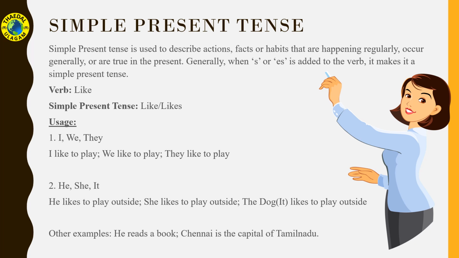I, we, and they use like. I like to play. We like to play. They like to play. He, she, and it use likes. He likes to play outside. She likes to play outside. The dog, denoted as it, likes to play outside.